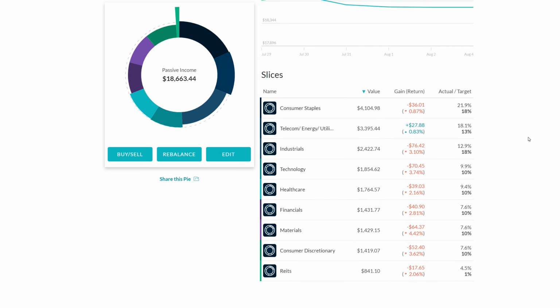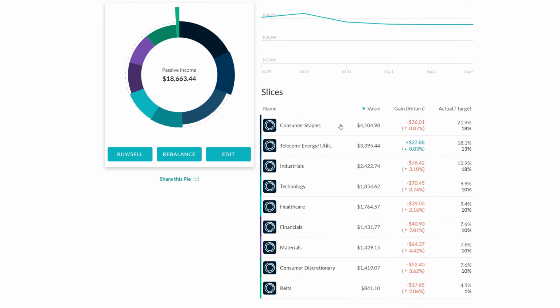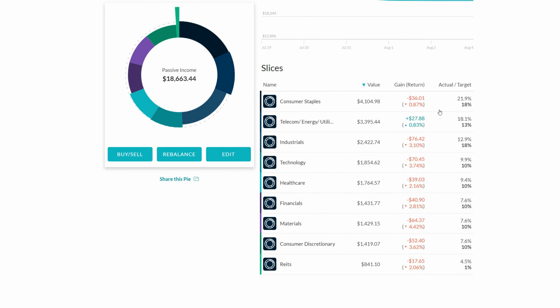And what I want to look at here, well, how did the portfolio perform over the last week? Over the last week, we're down just shy of 2%. And you can see here the individual sectors and how they performed. Consumer staples obviously performed the best, and materials and technology performed the worst.